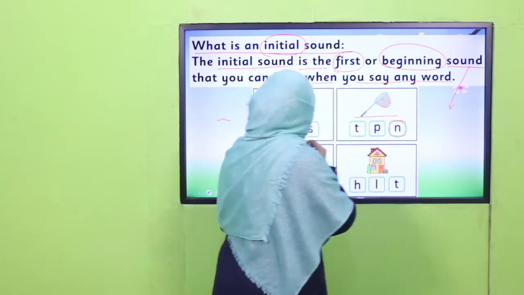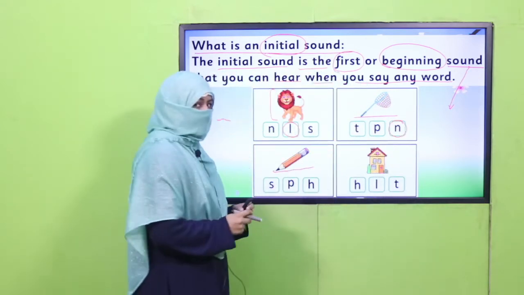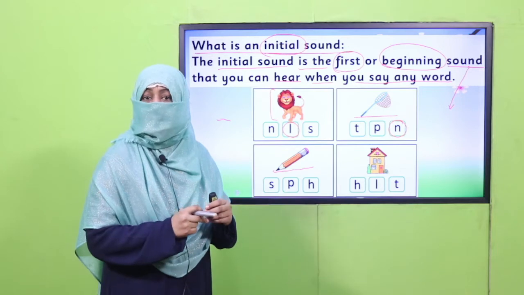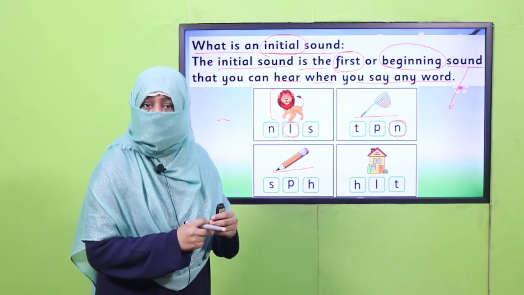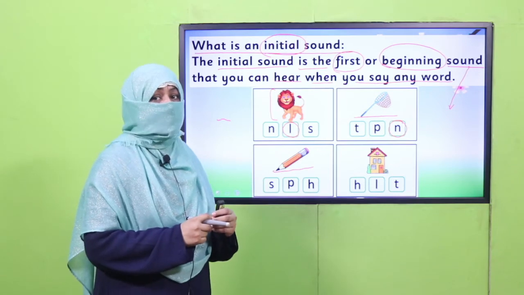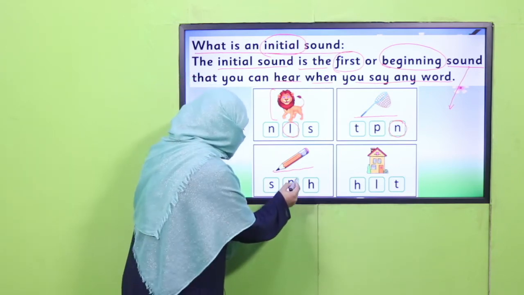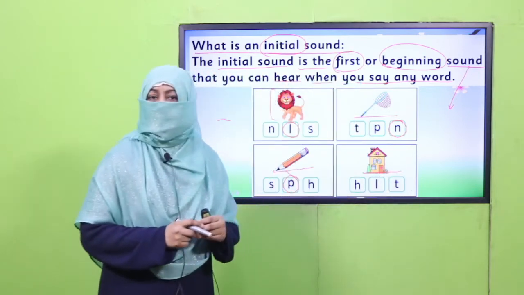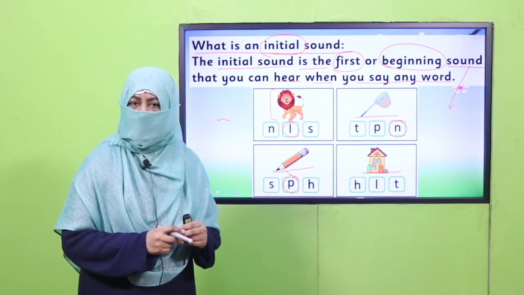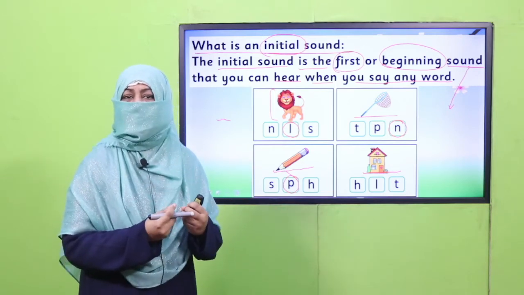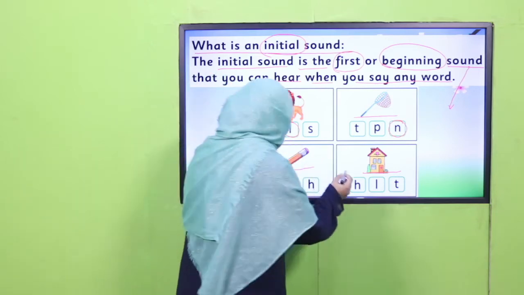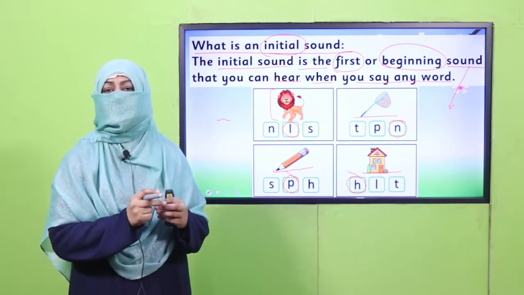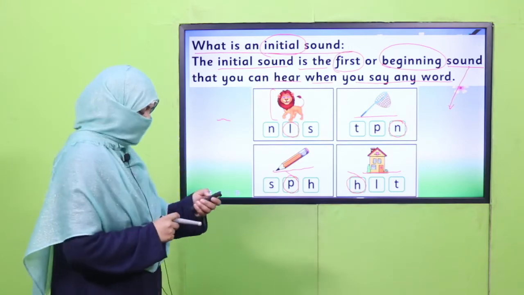N. Very good. Here it's a picture of a pencil. Now say pencil. Which sound we are hearing first? Pencil. Which letter sounds like this? Yes, it's letter P. That's here. This is picture of a house. We just write it, house. Now say it, house. Which letter sounds like? Yes, it's letter H. That's here. This is how we identify the initial sound. You understood the concept? Okay, let's move on.